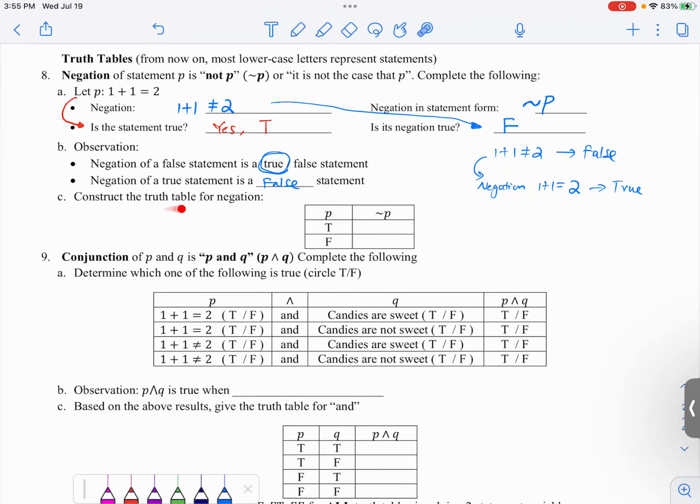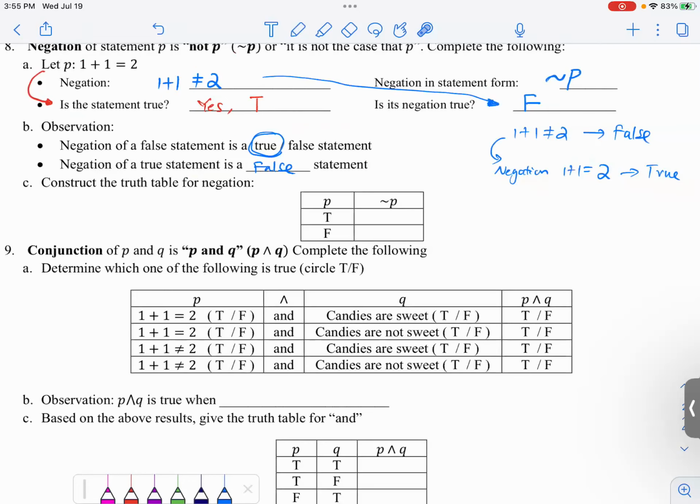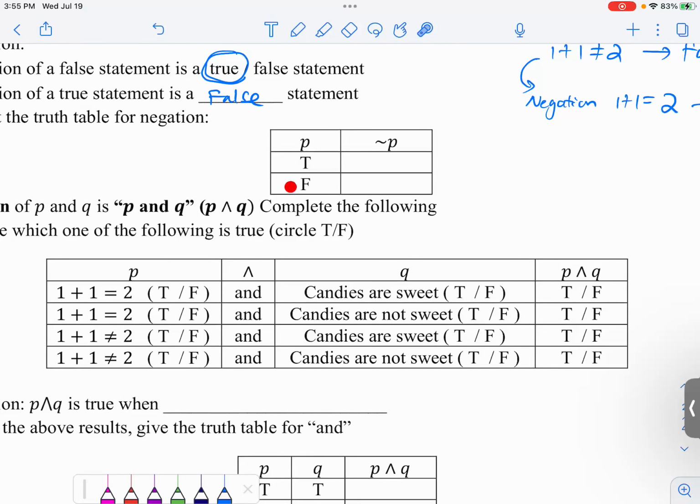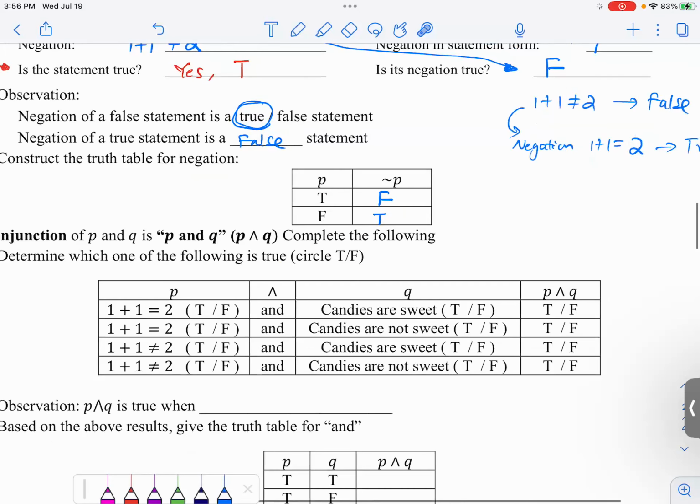So here comes the truth table for negation. When you have a statement, it's either true or false. If it's a true statement, the negation will be false. If you begin with a false statement, the negation should be true. So this is the first result, the truth table for a single statement. If we don't count the heading, this truth table has 2 rows because the statement has 2 possibilities, either true or false.